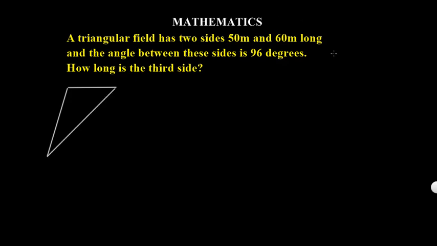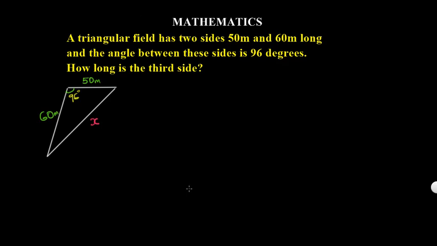good. So going by that question, this is the side 50 meters, this is the side 60 meters, and this is the angle between them, which is 96 degrees. We are looking for this third side, which is side x. Let's label it side x.